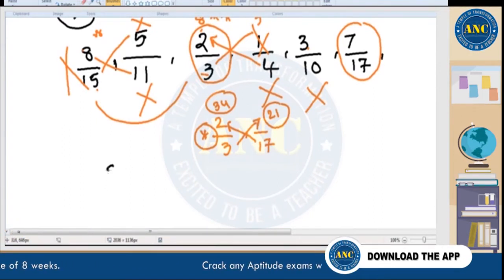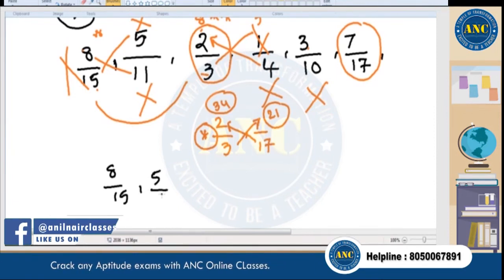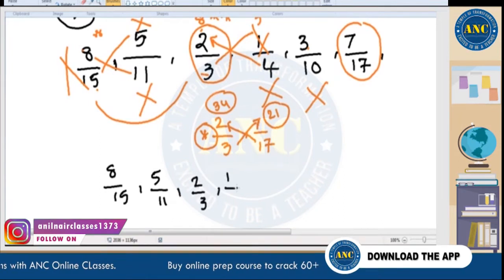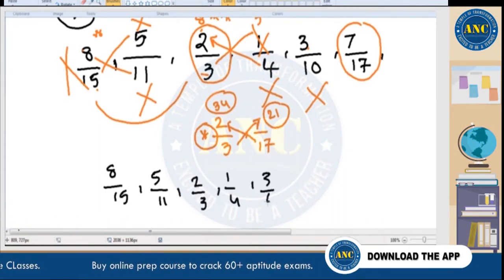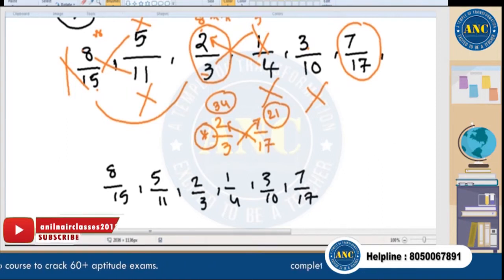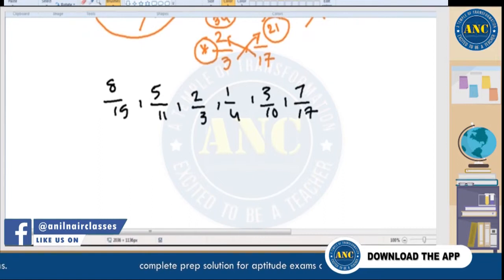In DI, sir, either the greatest one or the least one, any one thing is required, sir. No need to find out everything. No need to arrange in ascending or descending order, sir. So these were my ratios. Now I'm just working for the least one, sir.